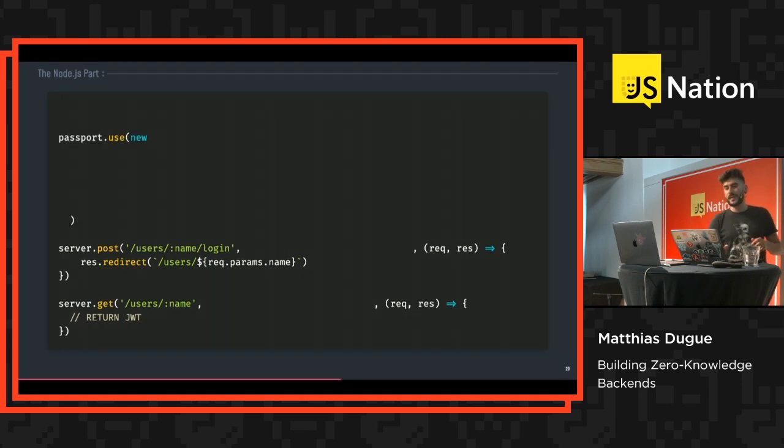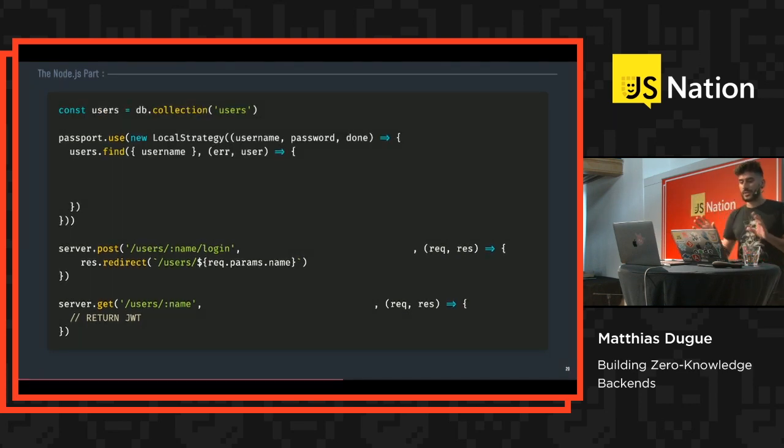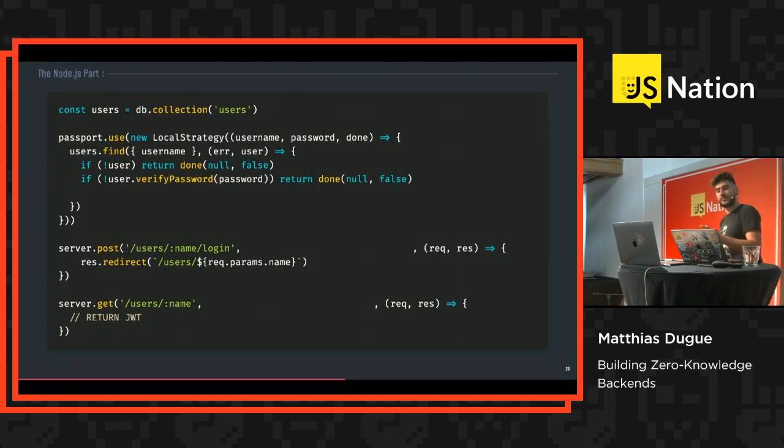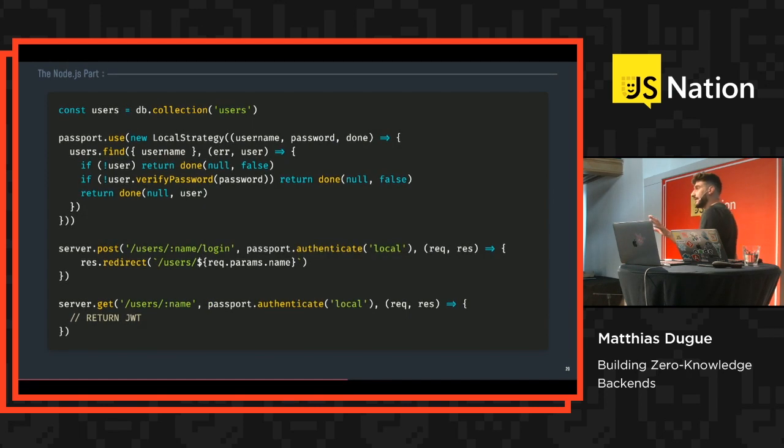And I use a passport solution, the Passport framework in my Restify server. I just declared a local strategy. It just reads my users collection. I will try to find the user and to verify the password on this user. And if everything is fine, I just return my user correctly. And I just rely on the middleware capabilities of the Restify server. So I just protect my endpoint using the passport authentication, and that's all.